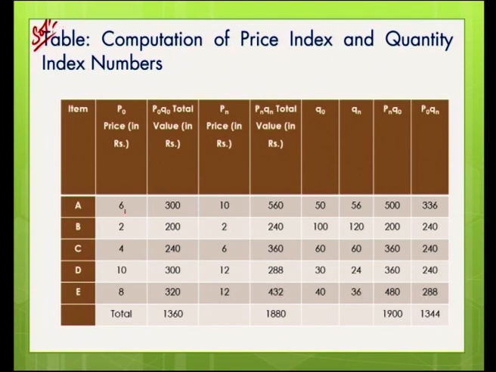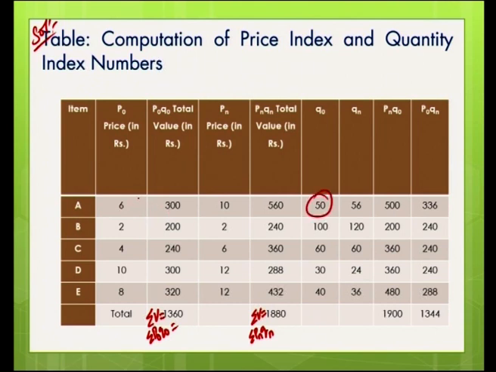Just see the price values are written as P naught for the base year and P naught Q naught is total value in rupees is given, that total is taken and that total is represented as summation V, and Pn value is the current price values, current year price values are written here, and this is Vn, Pn Qn, total value in rupees for the current year, and its total is written here. Otherwise, this is also summation V, and this is actually summation P naught Q naught, and this is summation Pn Qn 1880.